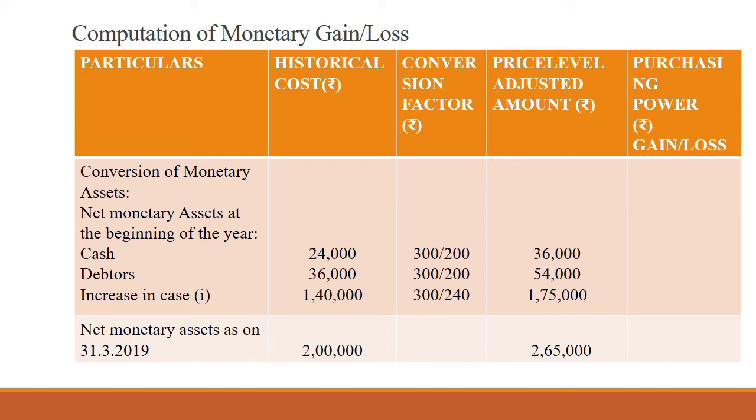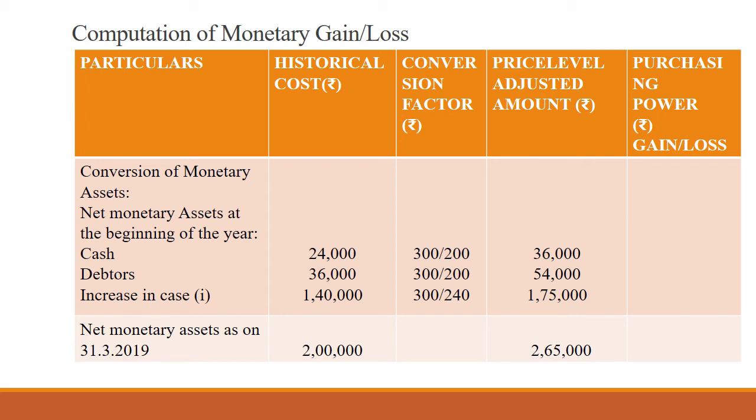Debtors, the point that should be noted: it is given in the question that debtors and creditors remain unchanged throughout. Therefore, it is taken for the opening balance. Therefore, 36,000 into 300 divided by 200, 54,000. And creditors, it is given in the question that they remain unchanged. Therefore, the index will be the opening. Therefore, 36,000 into 300 divided by 200, 54,000.